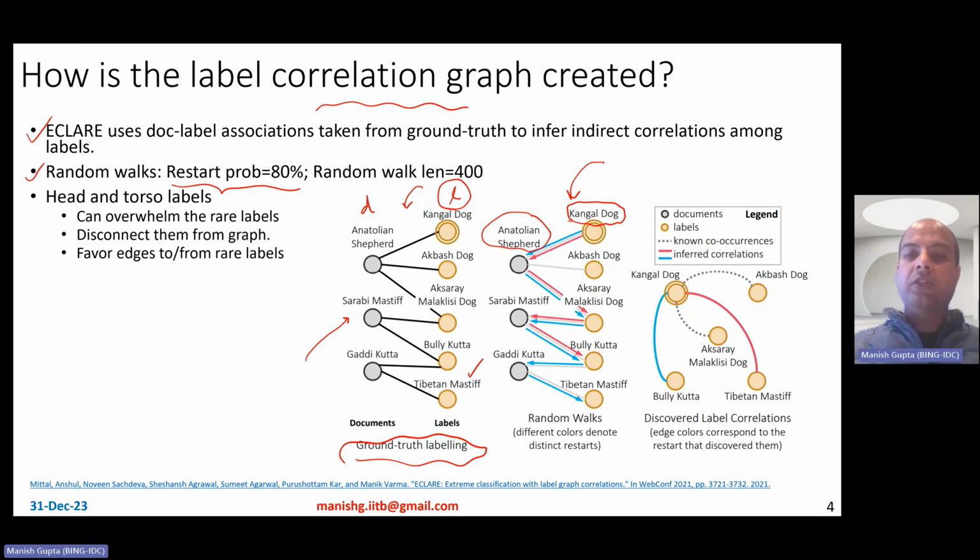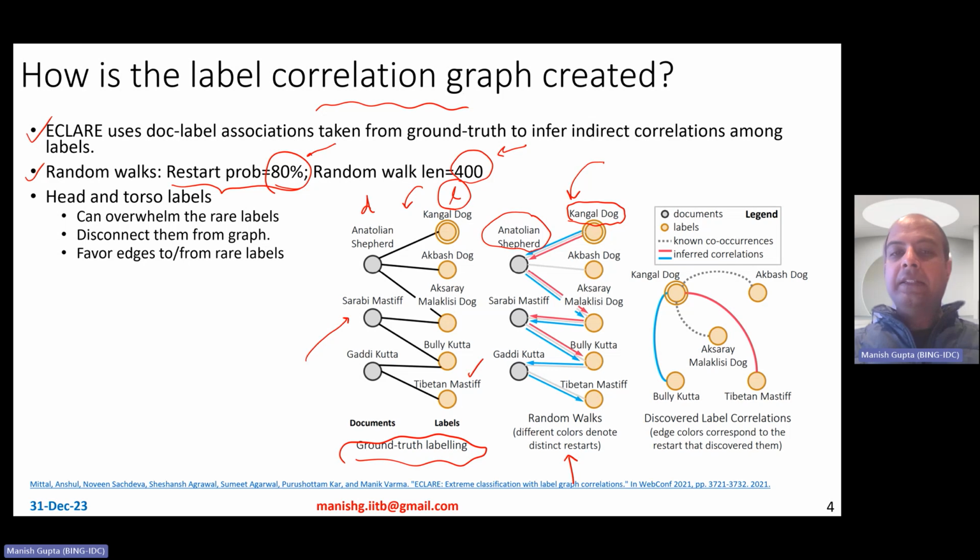Now, how many random walks will you do from every node? You don't keep doing it forever. You restart 80% of the times, and 20% of the times you follow a random edge. The random walk length is 400. Well, 400 is quite a long random walk, but that's the hyperparameter they found to be the best. These are random walk hyperparameters, not learned, just tuned and fixed. In this figure, you see the red, green and blue random walks. Different colors denote distinct restarts.